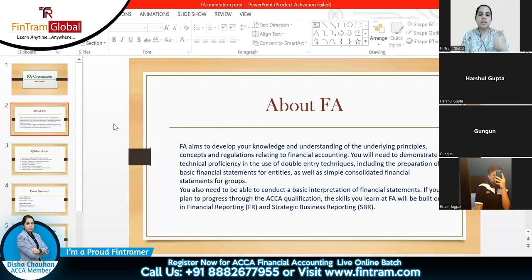So here, you will be learning again about your double entry techniques, preparation of your basic financial statements for entities, whether it's your simple consolidated financial statements for a group or just for an entity. And of course, all the skills that you are learning are something that is going to develop in the future. So it is of course important that you understand the basics, because if you do not understand all of this, then when you reach that level, when you will be studying FR or SBR, it's going to be very difficult for you. So it's very important to pay attention and to understand, not just to study for the sake of clearing an exam, but really understand each concept, because this is something which is going to be useful in the future also.